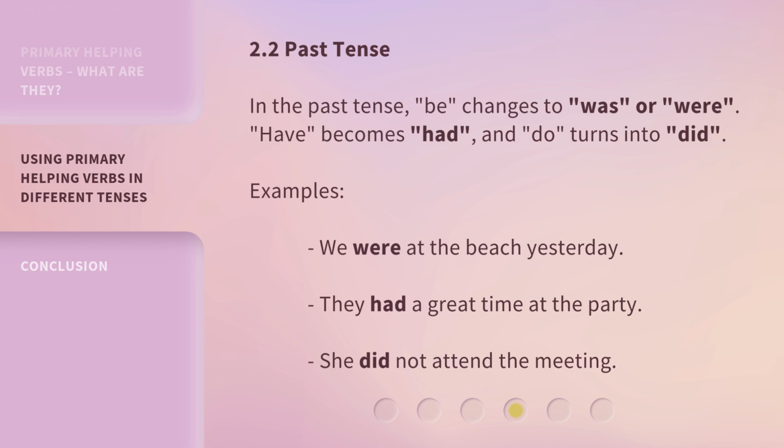Have becomes had, and do turns into did. Examples: we were at the beach yesterday. They had a great time at the party. She did not attend the meeting.